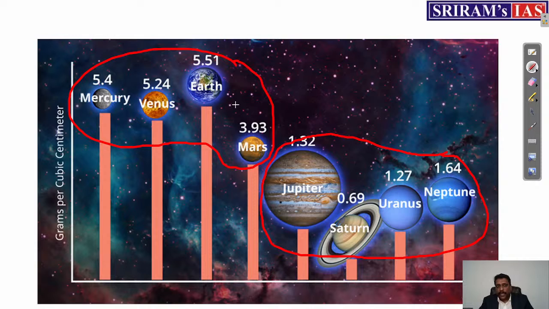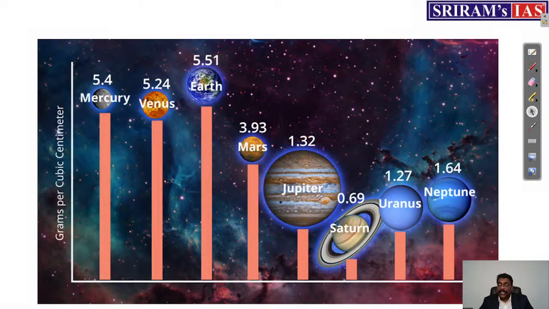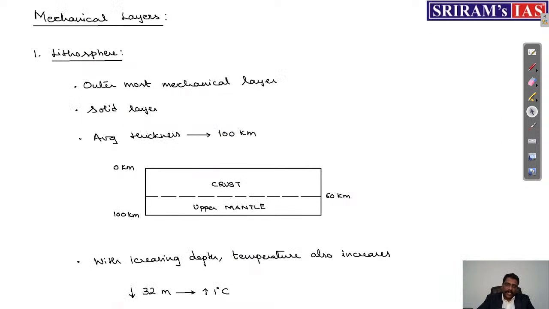Terrestrial planets are smaller planets, but when it comes to density, they are very high. Jovian planets are larger planets, but when it comes to density, they are comparatively less. This is another fact that I can add.